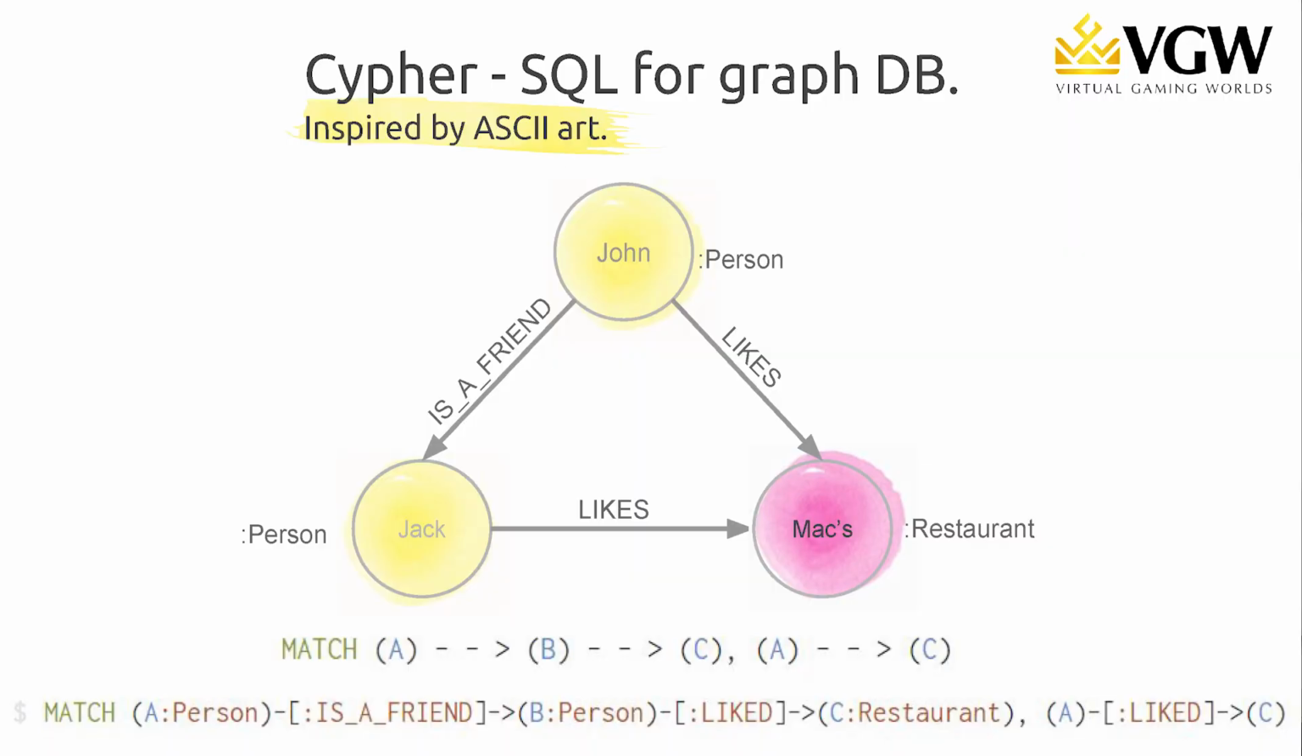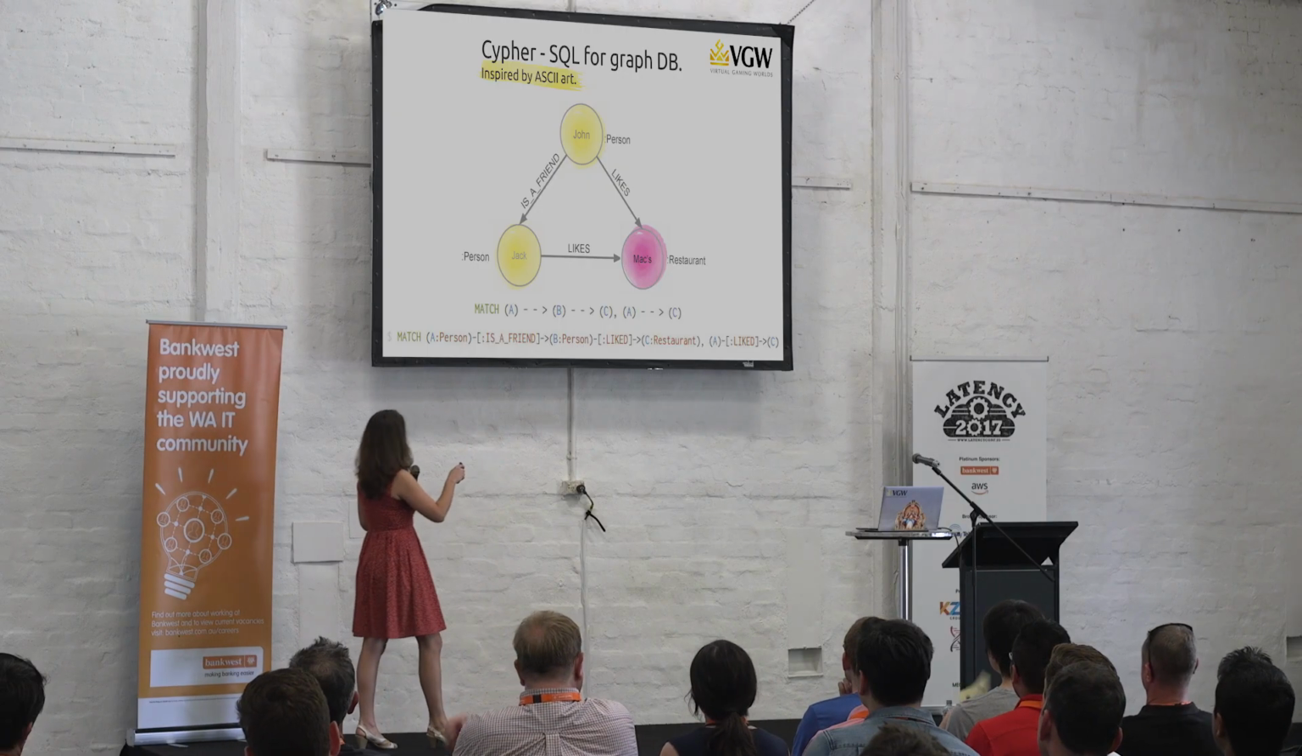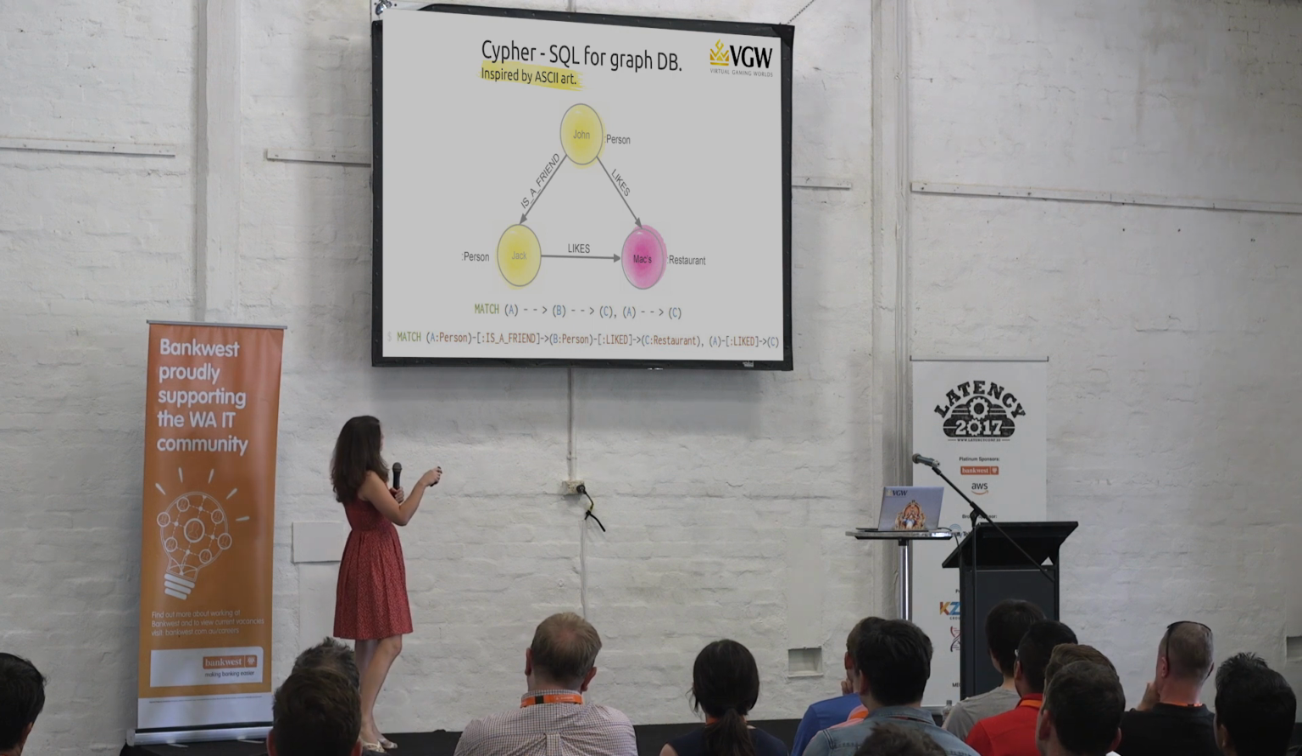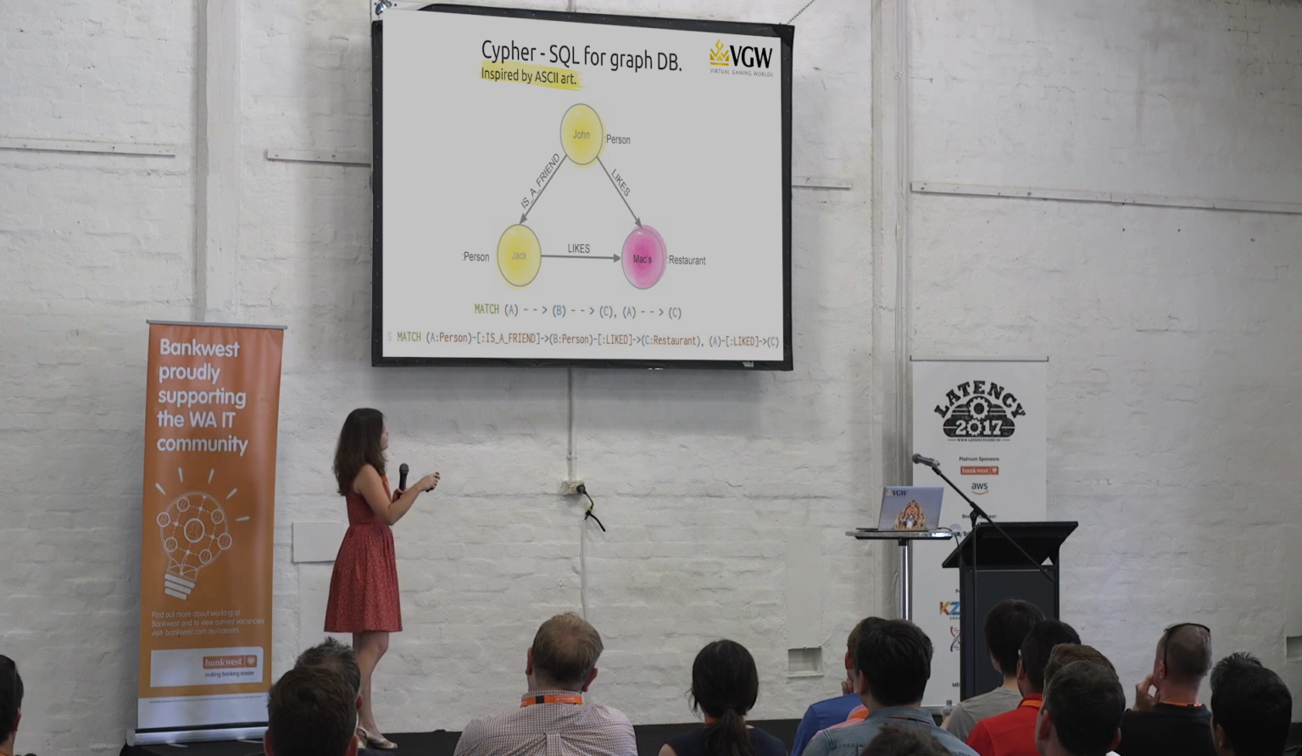How do we communicate with the graph database? Using Cypher. Cypher is SQL for GraphDB. It's a cool language inspired by ASCII art. So whenever you want to match a pattern, you start drawing with round brackets a node, and in square brackets a relationship. And then you show the direction if you wish.